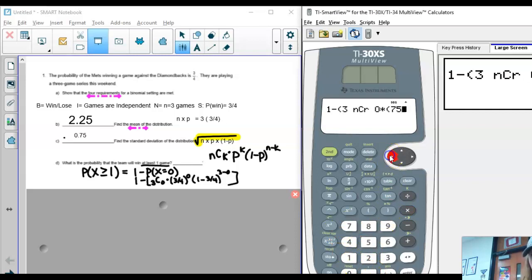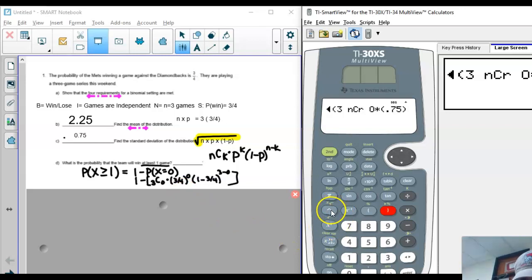Oh, and I forgot the points. I need to go back and change that. Checking along the way, 0.75. And then to the 0th power. Well, how do I do it to the 0th power? A lot of you know that's 1, but just for practice, with our calculator, we should see a little caret top right here to the 0th power.